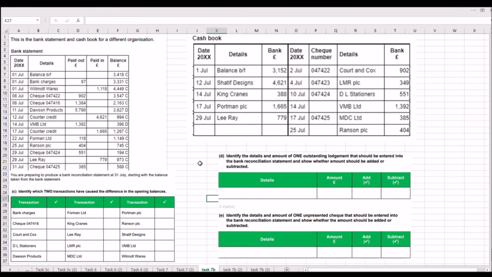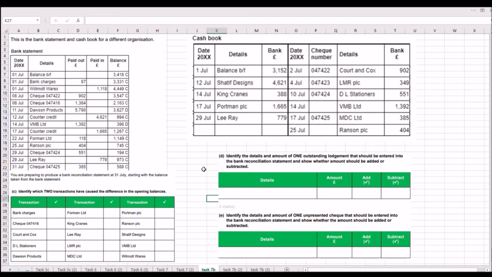This is a bank reconciliation, and it's for 8 marks in here. And what you have to do is you've got the bank statement here and you've got the cash book here. Identify which two transactions have caused the difference in the opening balance. Then you're going to identify an outstanding lodgement and an unpresented cheque. Now the big trick within all bank reconciliation questions within the exam is that it only asks you to do a small part of the bank reconciliation, but you'll see that there's the full set of marks here. There's 8 marks here for this thing here.